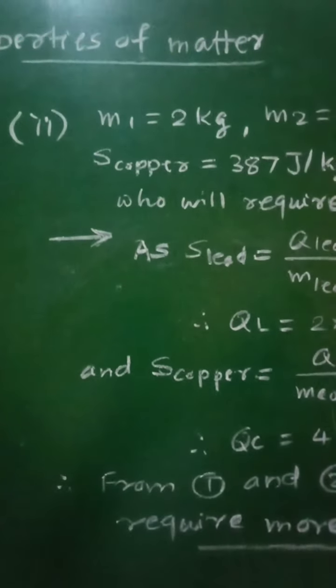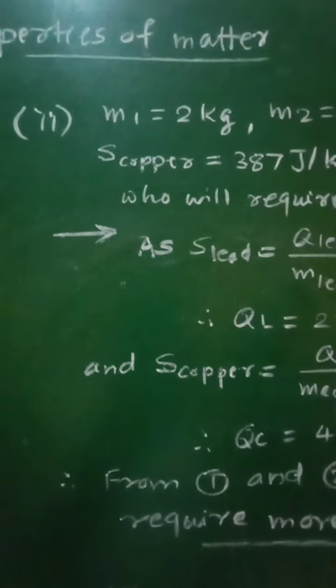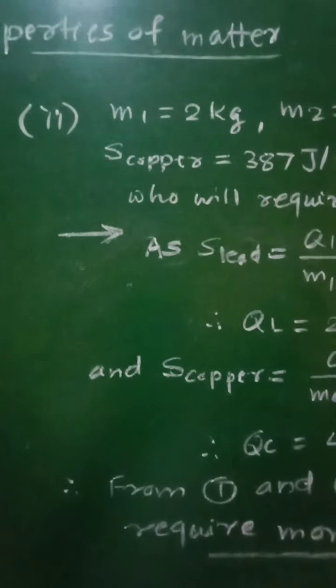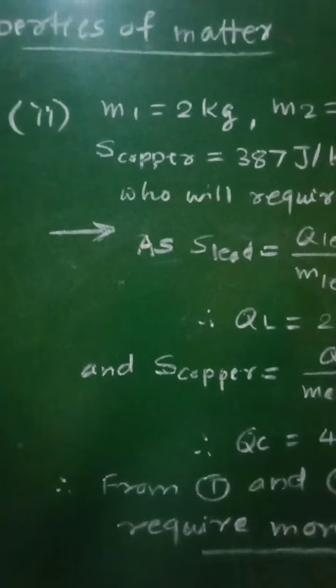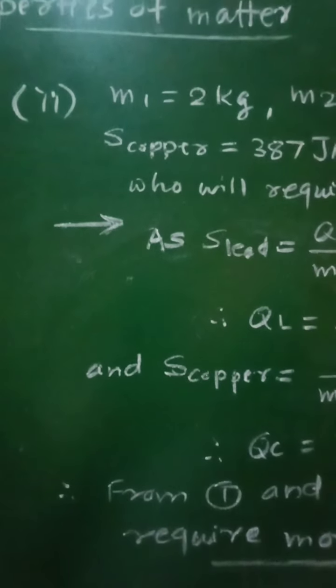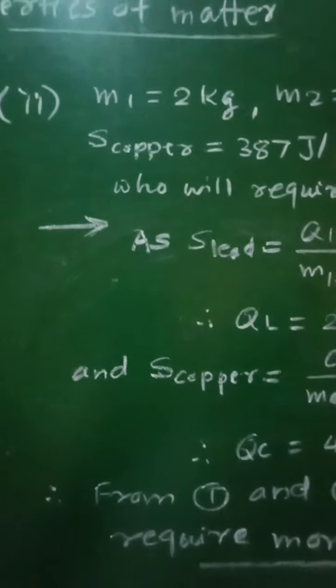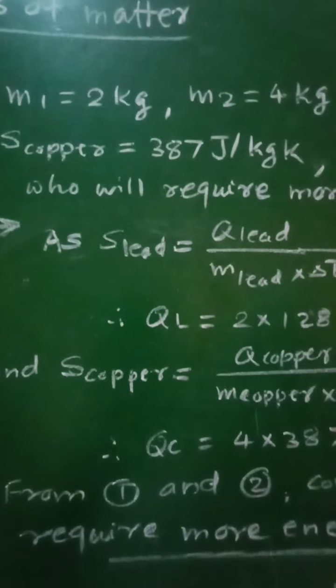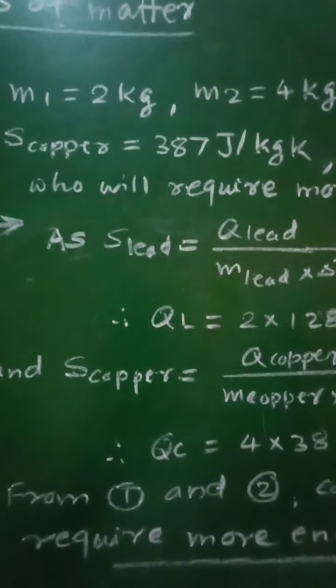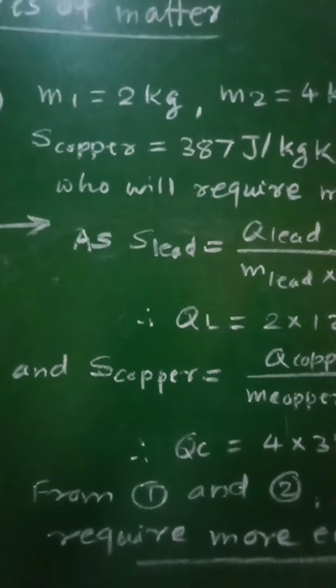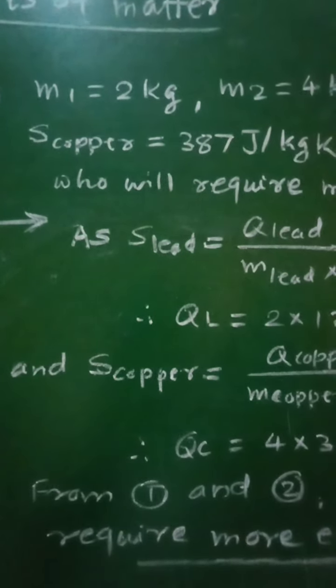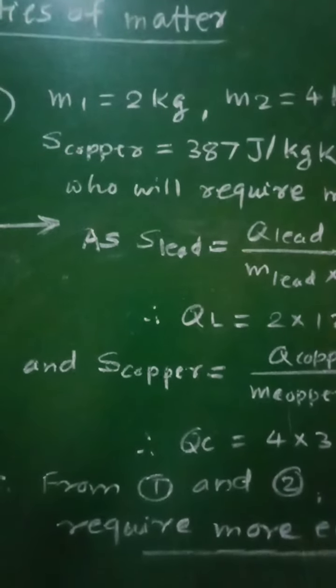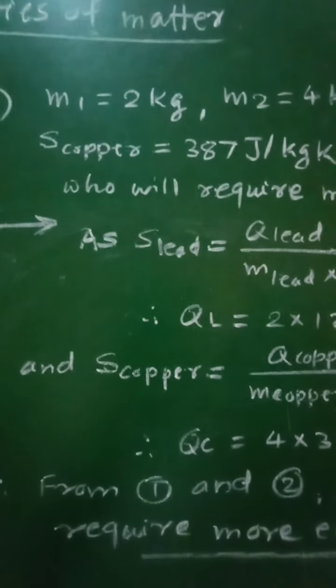For that purpose, specific heat capacity of lead and copper is given. That is, specific heat capacity for lead is 128 joule per kilogram per Kelvin, and that of copper is 387 joule per kilogram per Kelvin.